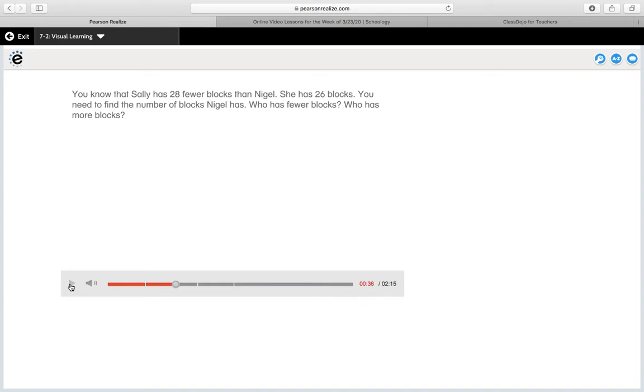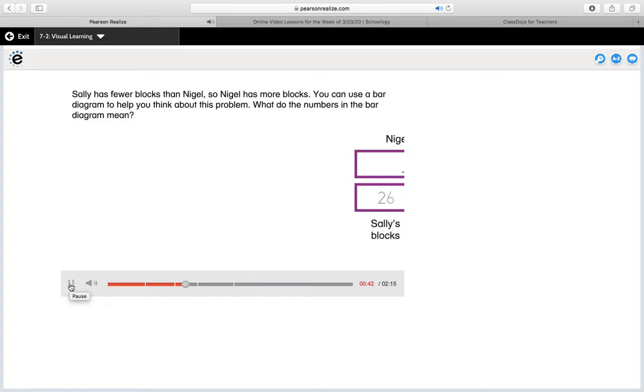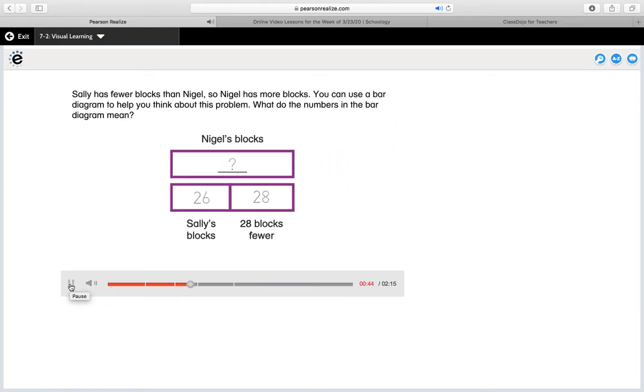If Sally has 28 fewer blocks than Nigel, then her amount of blocks must be smaller than Nigel's. Let's see if I'm wrong or right. Sally has fewer blocks than Nigel, so Nigel has more blocks. You can use a bar diagram to help you think about this problem. What do the numbers in the bar diagram mean?